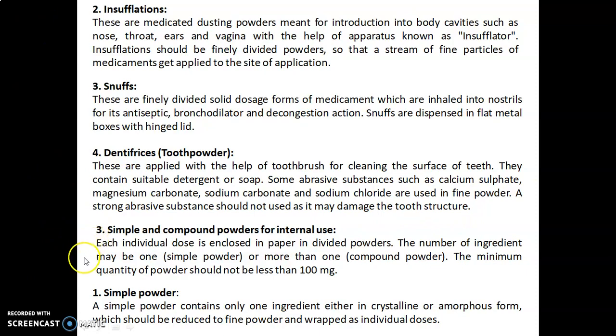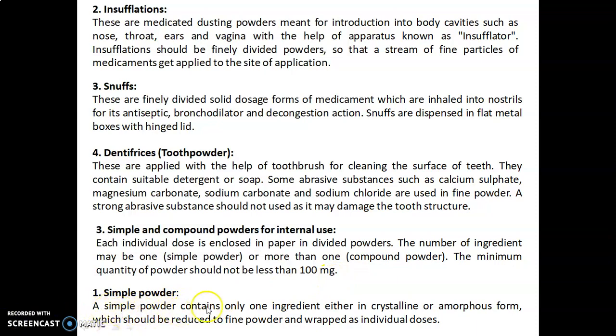Then next, the third class, that is the simple and compound powder for internal use. This is the main class of the powder. Each individual dose is enclosed in paper. In the divided powders, the number of ingredients may be one, a simple powder, or more than one, that is compound powder. The minimum quantity of powder should not be less than 100 milligram.